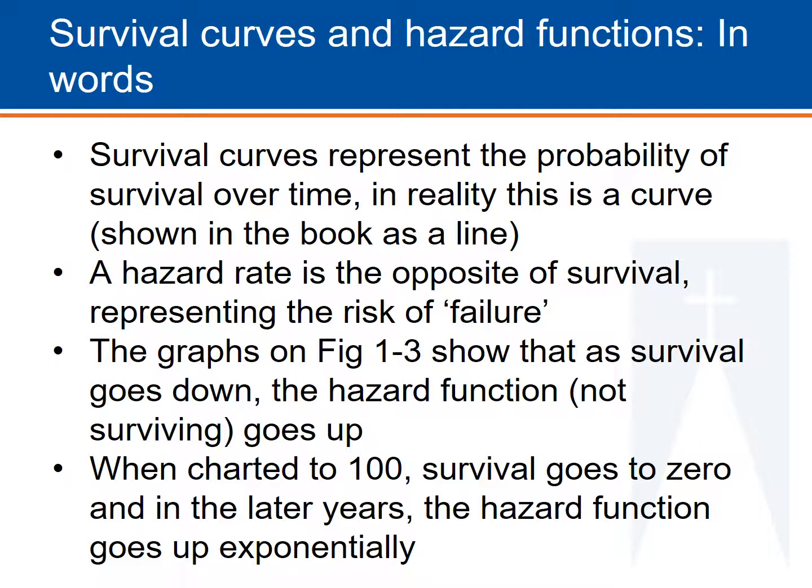Survival curves are important in longitudinal analysis where person time is measured. They represent the probability of survival over time. Hazard rates and hazard ratios reflect the opposite of survival and relate to the risk of a negative event occurring, indicated using the terminology of failure. The two concepts are directly related to each other, and this is meant to be reflected in Figure 1.3, showing that as survival goes down, hazard goes up.